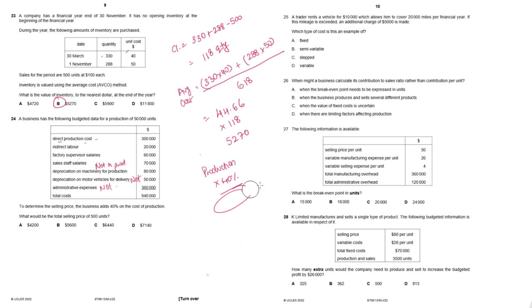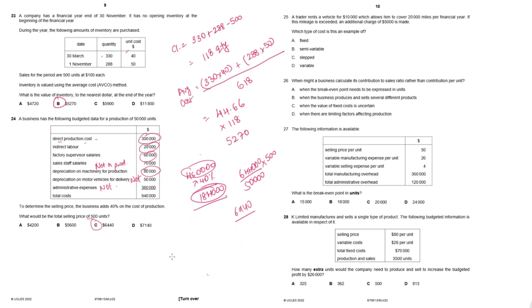So first we will find the production cost. 300,000, 20,000, 60,000 and 80,000. So when we take the total, we get 460,000. On this 40% is 184,000. That's the profit element. So what will be the total selling price? 460 plus 184, 644,000. But this is for 50,000 units. So divide by 50,000, and they need it for 500 units. Because what's the selling price of 500 units? So 644,000 divided by 100. So 6440.